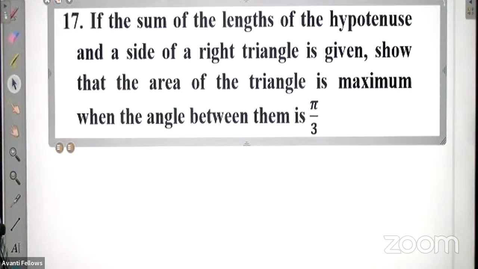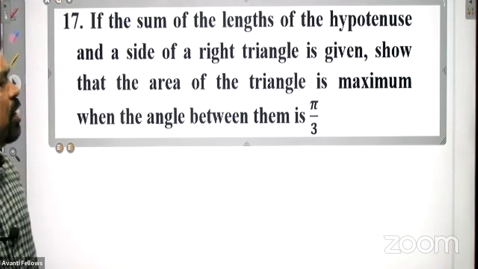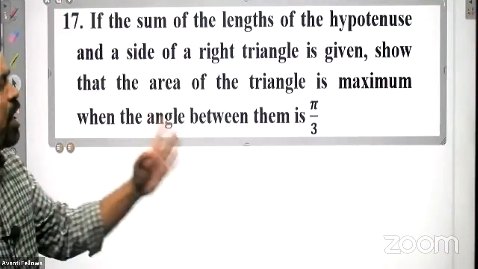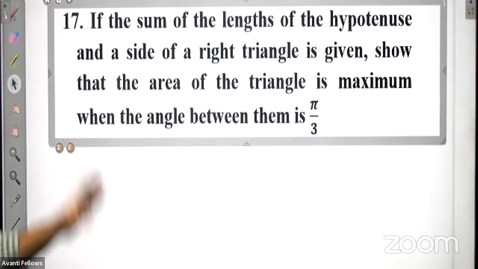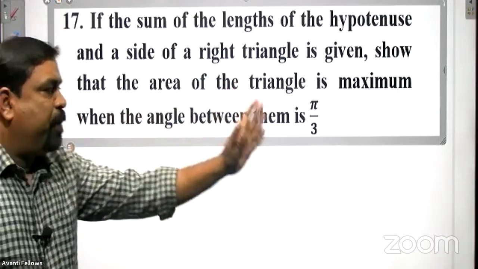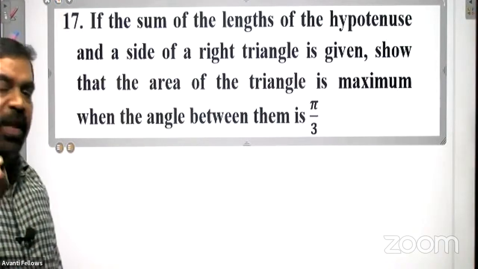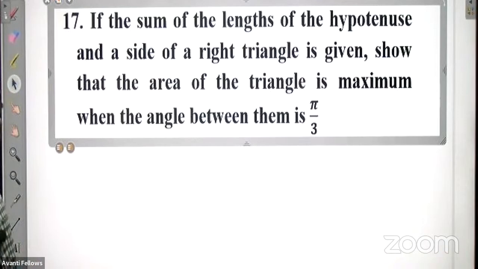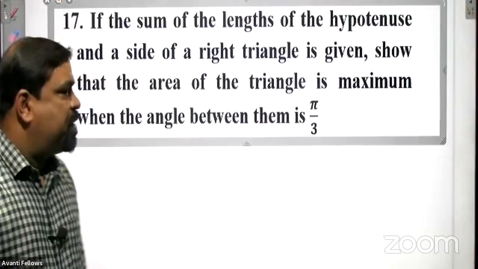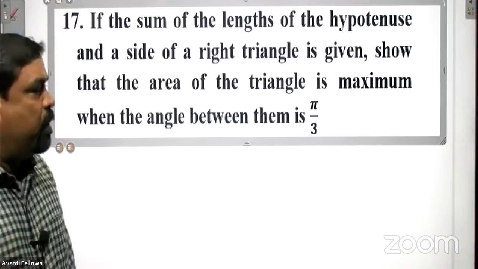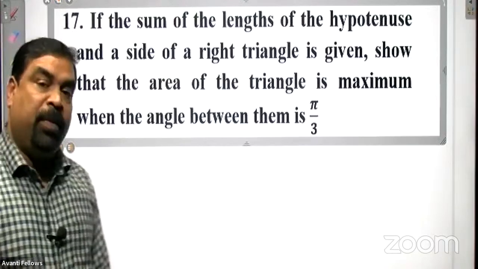So take this question. If the sum of the lengths of the hypotenuse and a side of a right triangle is given, show that the area of the triangle is maximum when the angle between them is pi by 3.